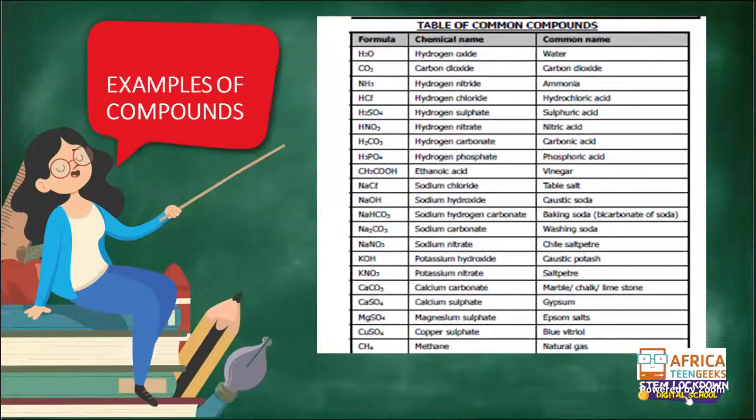Okay. Now let's look at CH3COOH. The chemical name is ethanoic acid, and the common name is vinegar. Now, when you go and buy your spatula or your cutter, sometimes you see that you have to sprinkle this acid there so that it will neutralize the other substances that are already there.